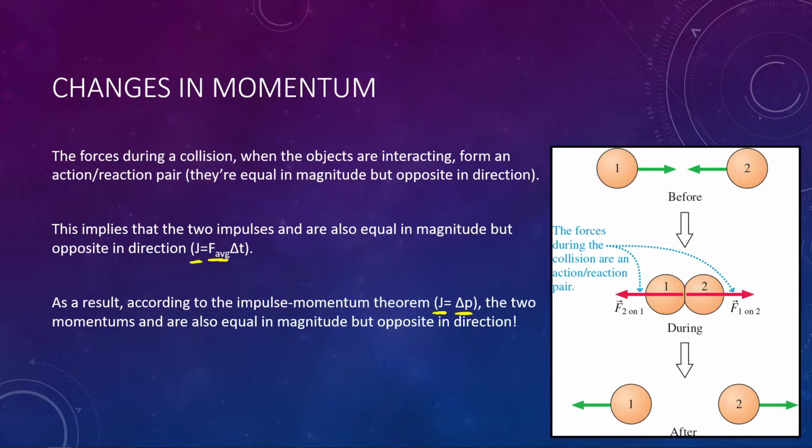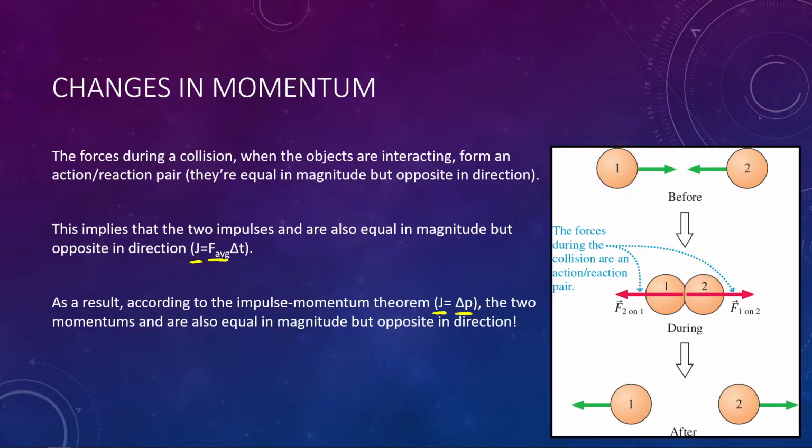So think about what that means. Momentums are equal and opposite. So the momentum change of object 1 is equal to that of object 2. They just point in different directions. In other words, one would be positive to the right, one would be negative to the left.